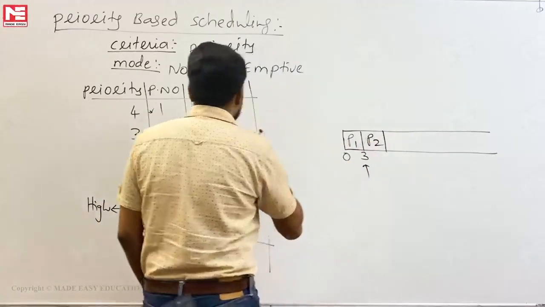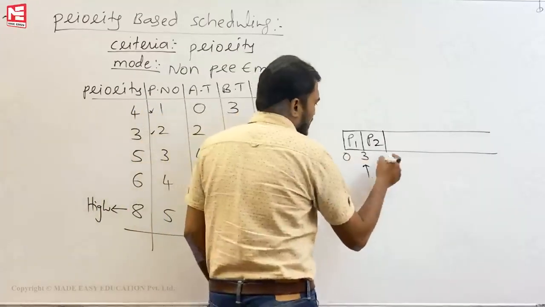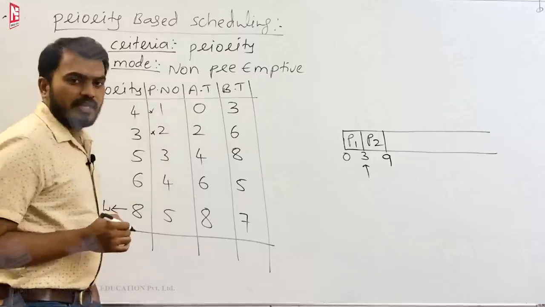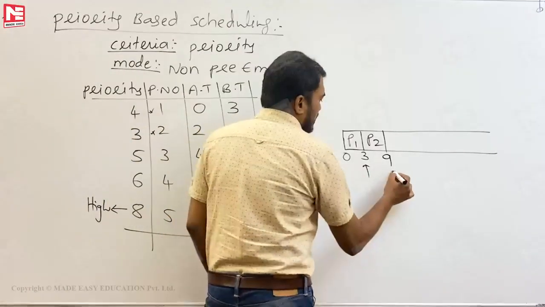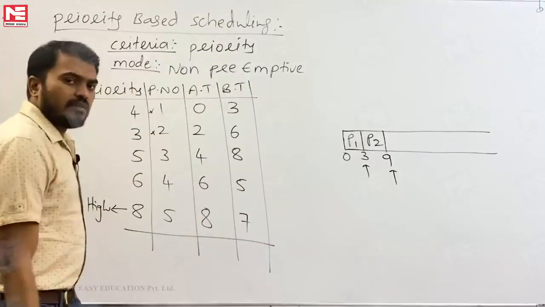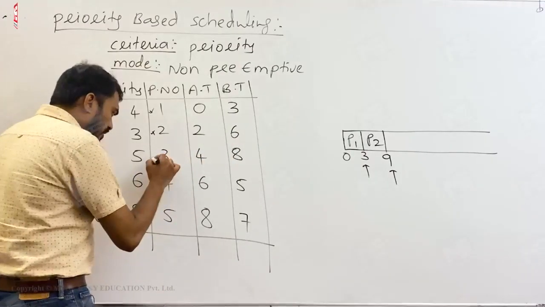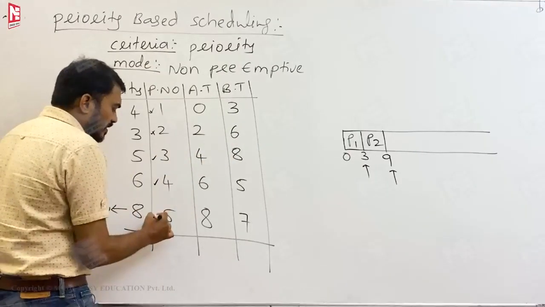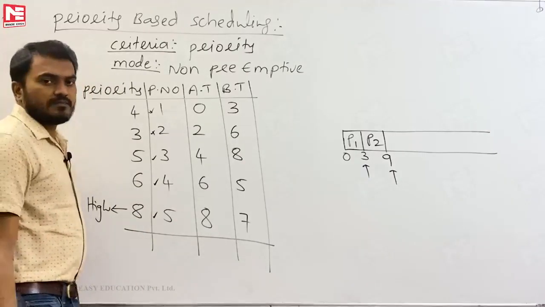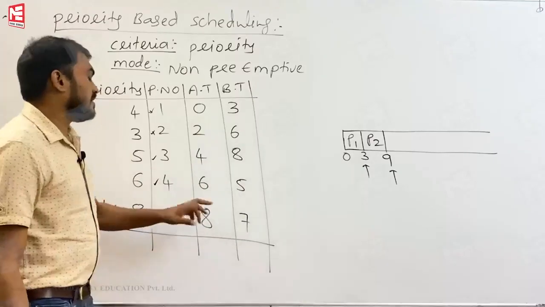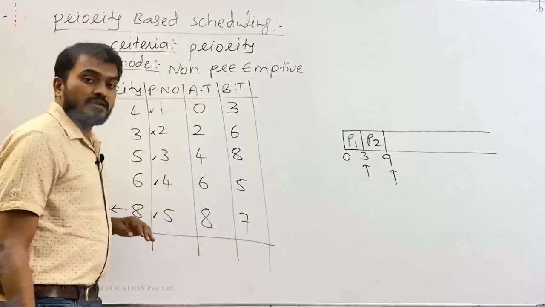So P2 requires how much here? 6. So that is 3 plus 6. How much is that? 9. Is that clear? So now P2 is completed, and the present time is 9. By the time 9, what other processes are available here? P3 is available, P4 is available and P5 is available. They arrive at 4, 6 and 8, so all these 3 processes are available.